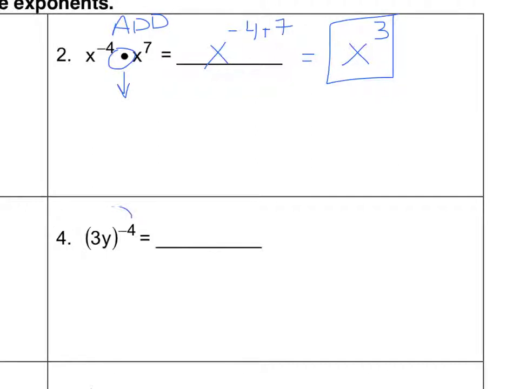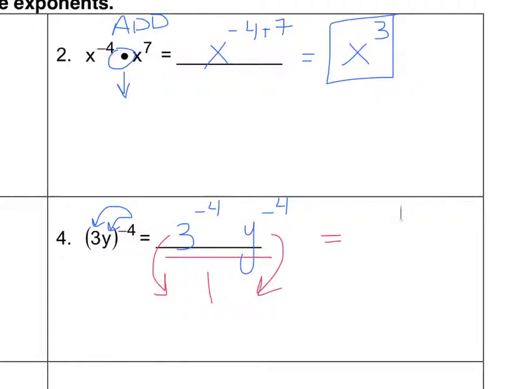When you have a power, you have to move it to every single number or variable in the parentheses. So it's going to be 3 to the power negative 4 and y to the power negative 4. Now, remember, every time you have a negative exponent, it means that this has to be flipped. If it's on the top of the fraction, it has to go to the bottom of the fraction. So you just put over 1, you move the 3 to the negative 4 down and the y to the negative 4 down. So the final answer would be 1 over, basically you flip the fraction, 3 to the 4th and y to the 4th.